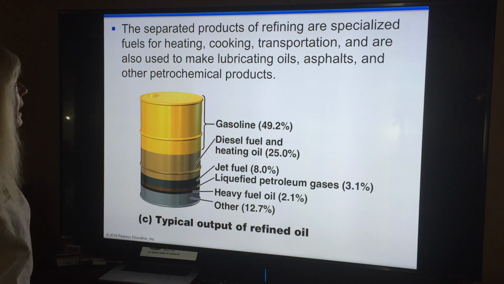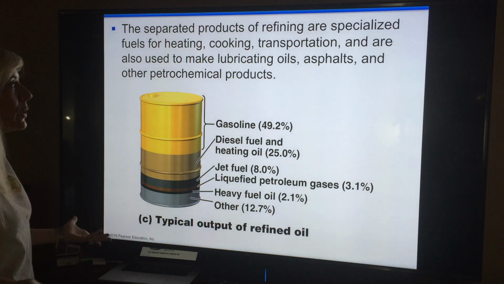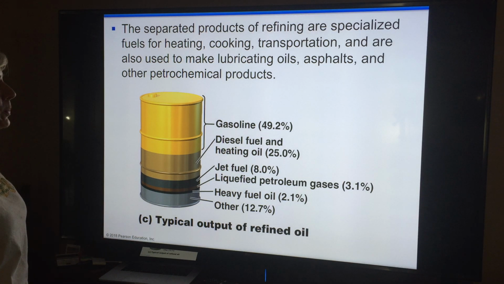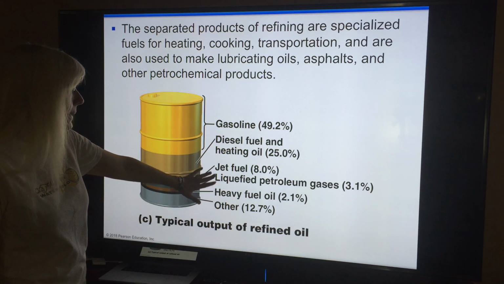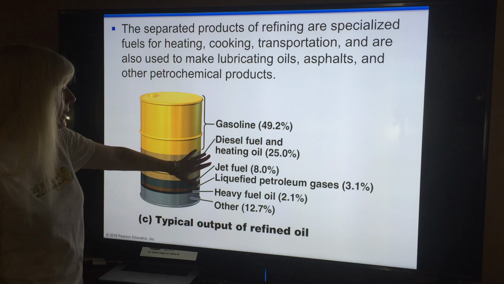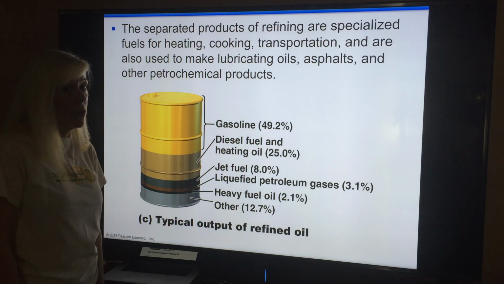The separated products of refining are specialized fuels for heating, cooking, and transportation, and are also used to make lubricating oils, asphalt, how we make our roads, and other petrochemical products. So, this is what we have: heavy fuel, liquefied petroleum gas, jet fuel, diesel fuel, heating fuel, and gasoline. Are they going to ask you those percentages? No.